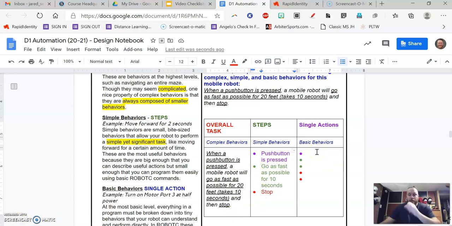Now that we have the simple behaviors, we can move on and break those down into basic behaviors. So, pushing a button, that is only one single action. So our basic behavior is that the button is pressed. Press the button. There's only one thing. So the simple behavior and the basic behavior are the same thing.